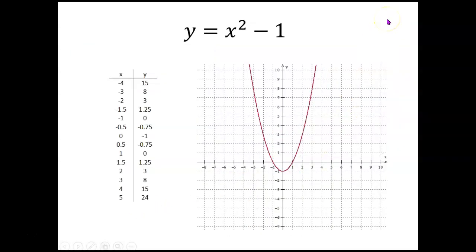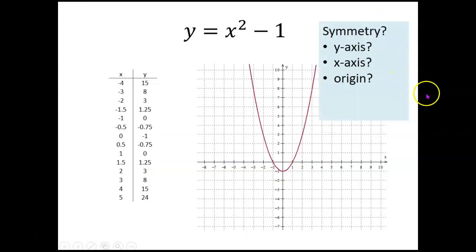How about another one? y = x² - 1. Does it have any of those kinds of symmetry? Well, this time this is symmetric with respect to the y-axis. Notice how the y-axis runs right through the middle of the graph, cutting it into 2 equal halves. Notice how when you look at the table of values, when x is 3, y is 8. When x is -3, y is 8. 2, 3, -2, 3. 1, 0, -1, 0.